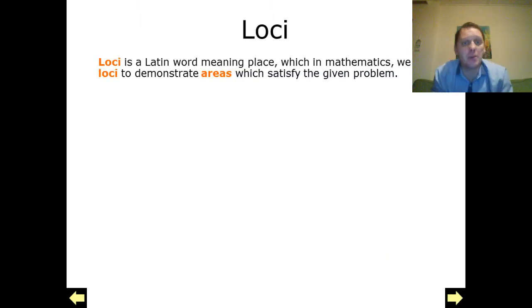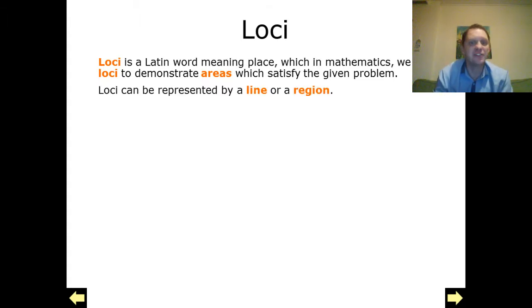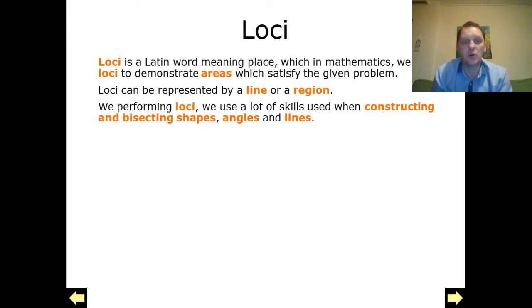Now, some of you may not be aware of loci, some of you may be, but when we're talking about loci, we're just talking about placement, location. So when we are asked to demonstrate loci, what we're looking to do is create paths or create regions which satisfy our given problem. When we are doing this, we are going to be using a lot of skills that we use during construction: constructing lines, angles, shapes.